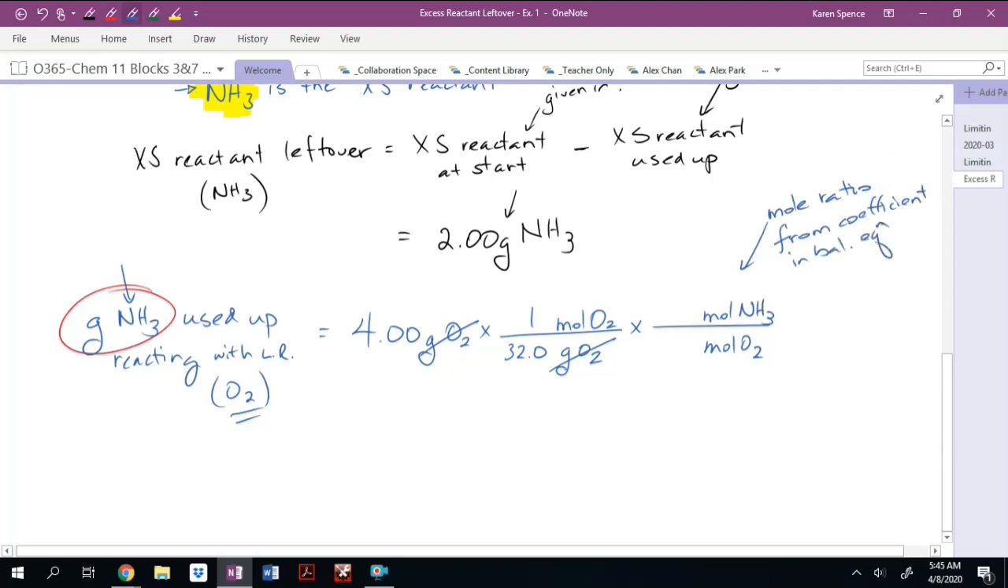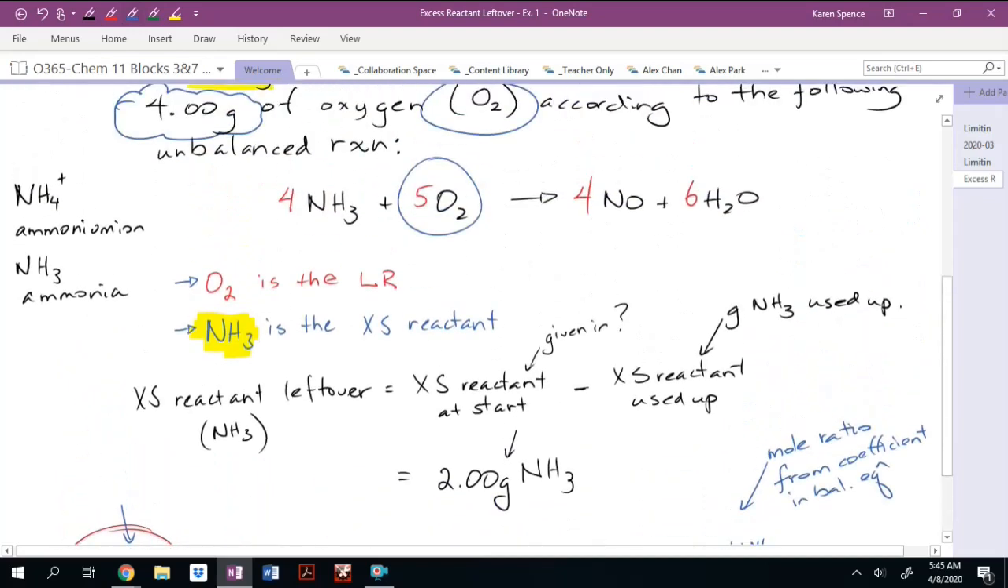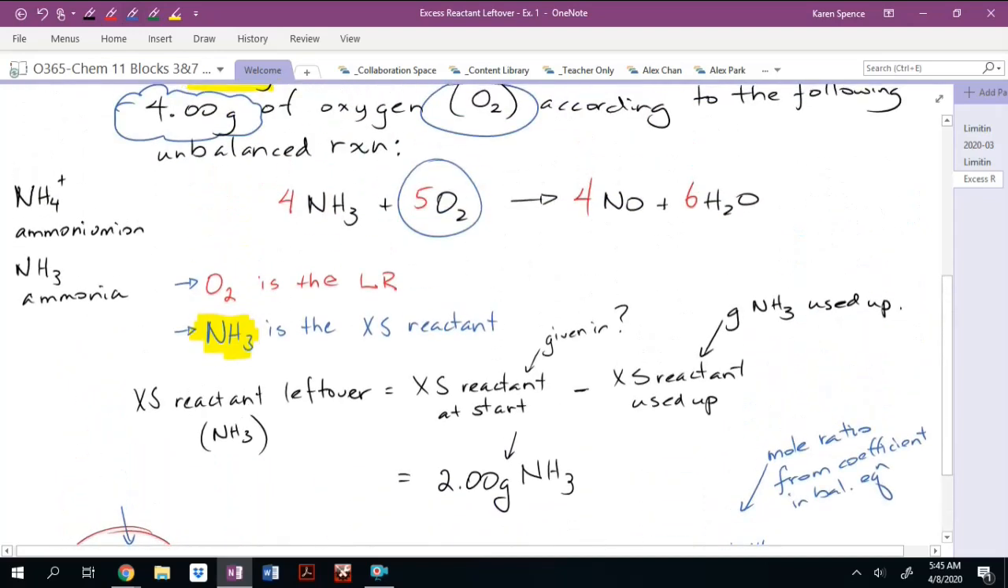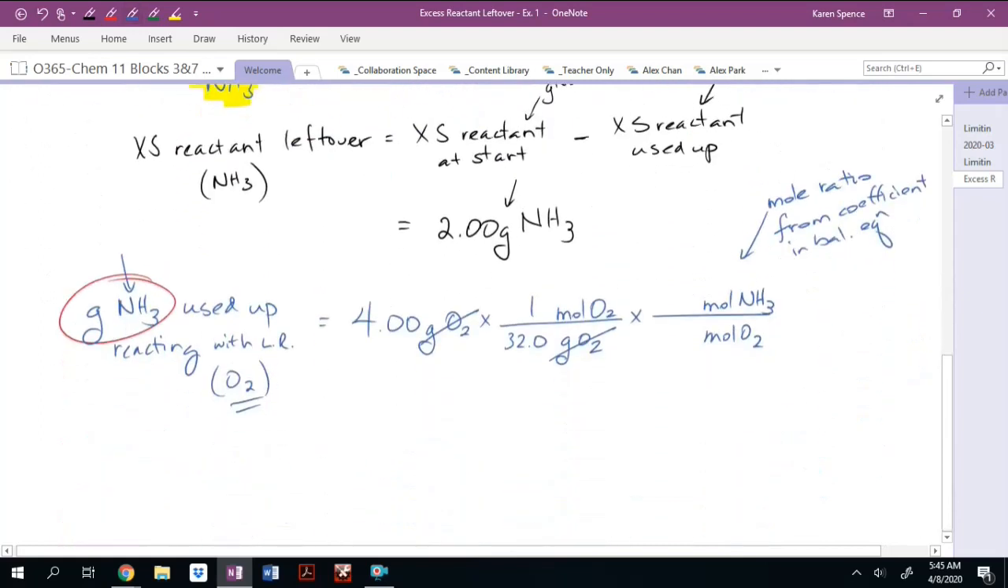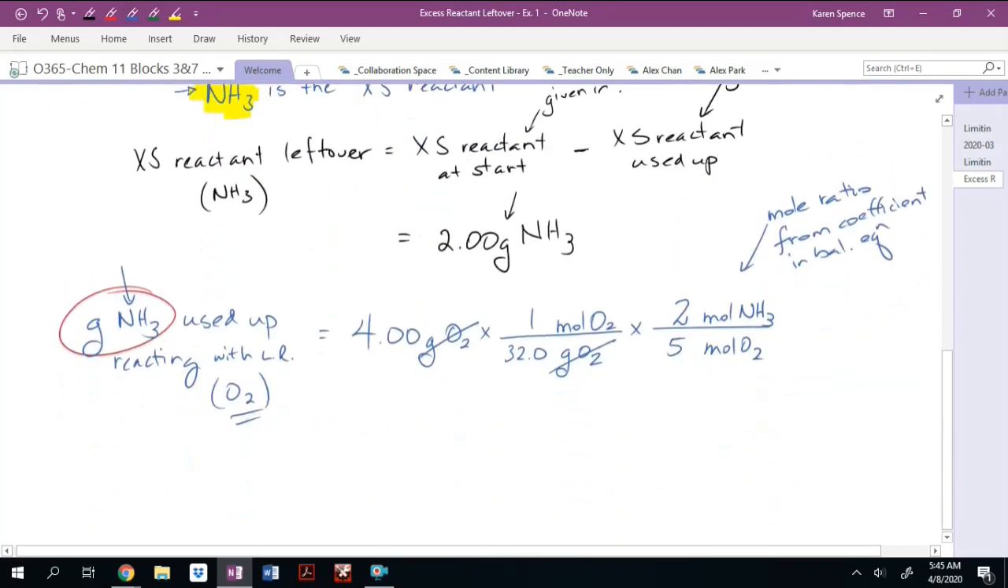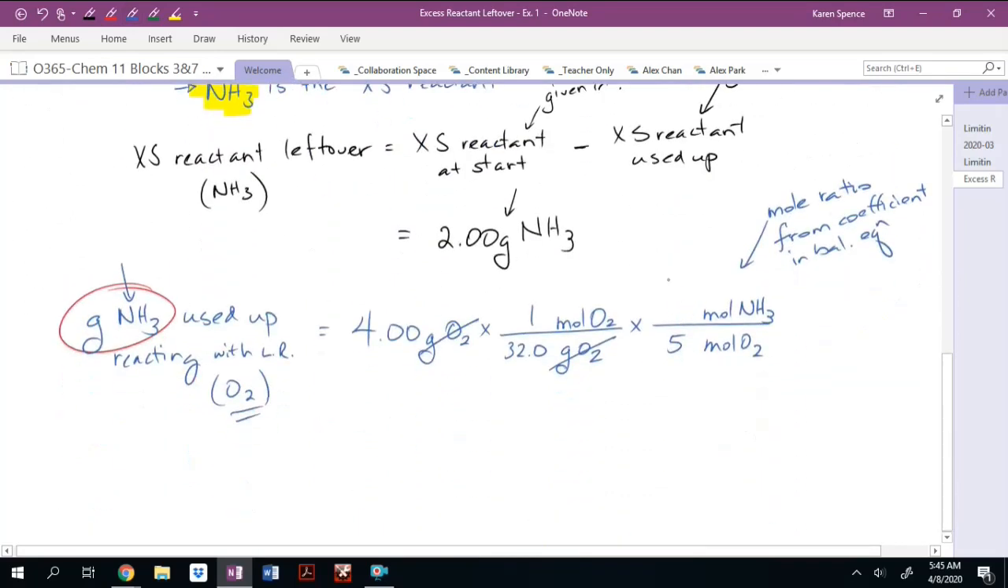And so what is the coefficient of NH3? It is a 4, and the coefficient of O2 is a 5. So the coefficient of NH3 is a 2, and the coefficient of O2 is a 5. Did I get that right? I feel like I didn't. No, it's a 4. This is a 4. There we go.